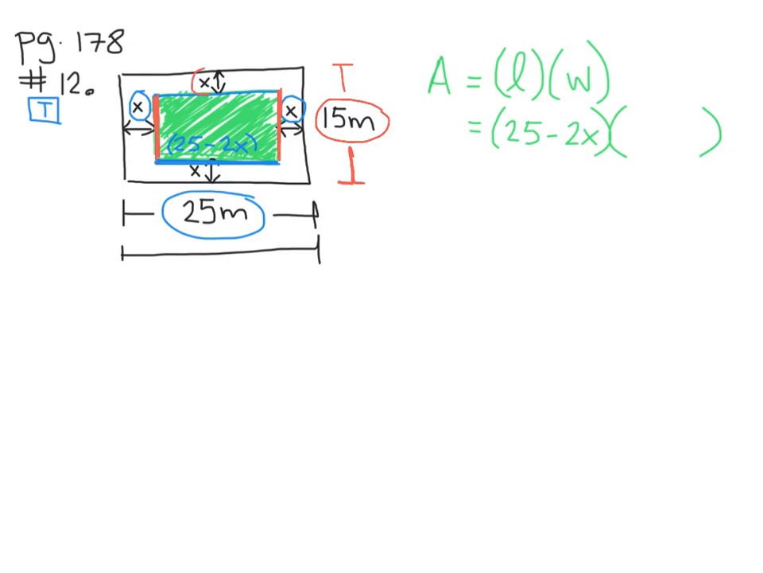They shave off an X from both sides. So of course, this width, which is from here all the way to here, is going to be almost 15, but they shave off an x from both sides. So 15 minus 2 of those x's. That will be the width of that new rectangle. So for width, we can write 15 minus 2x.